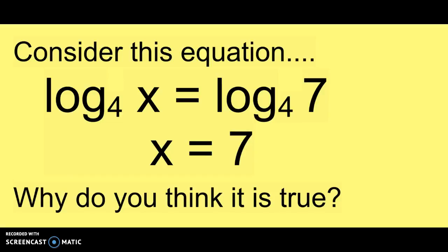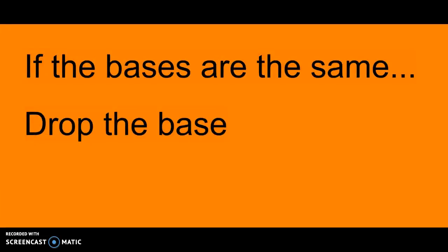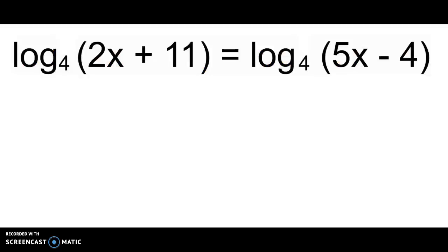Now look at this. This equation says log base 4 of x equals log base 4 of 7, so therefore x is equal to 7. Why do you think this is true? Well, what do both of those sides have in common? They both are the log base 4. So basically, if you just cancel out your log base 4, you're not really dividing or anything. You're just saying if the log of something is equal to the log of something else, then those two things are equal. So when you have the same bases or the same logs, you drop the logs.